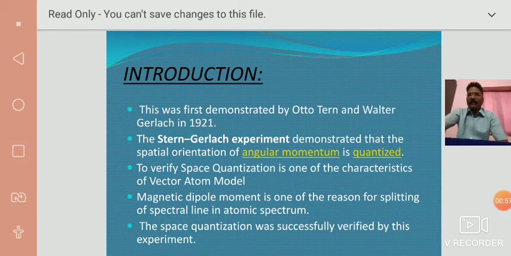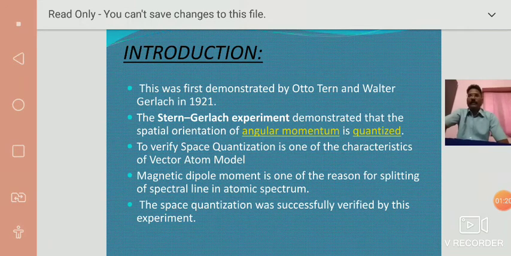As already discussed in the previous PPT about space quantization and spinning of electron, the space quantization was successfully explained by the Stern-Gerlach experiment.